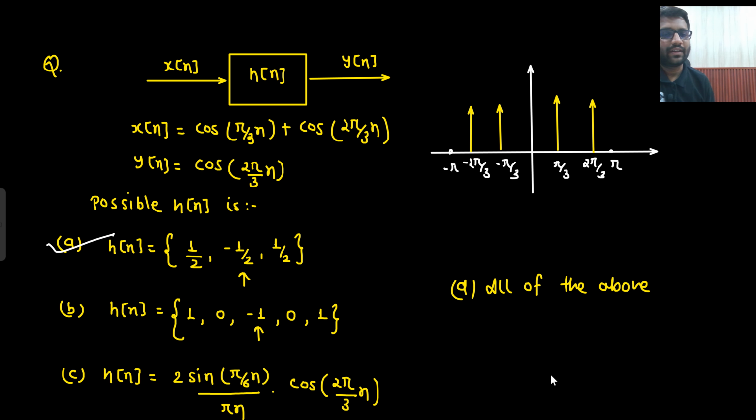So the first answer should be there, right? No, because the gain is minus 1, not plus 1. Basically, what you got to know is that the pi by 3 and minus pi by 3 components are cancelled, but the components at 2 pi by 3 and minus 2 pi by 3 will be multiplied with minus 1. So what would be your output? Minus cos 2 pi by 3n. Are you able to understand this point?